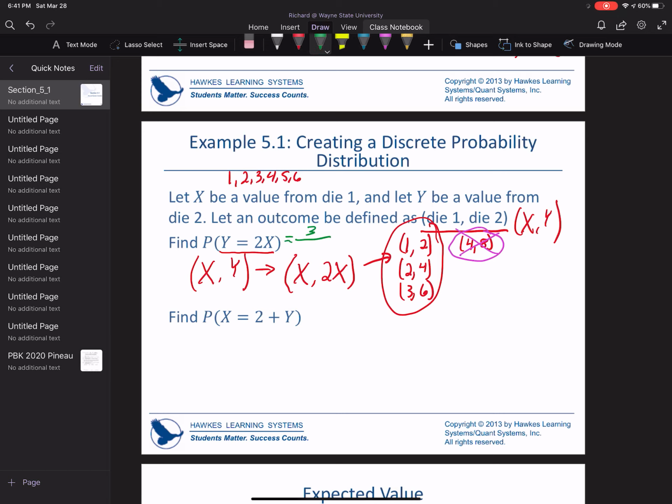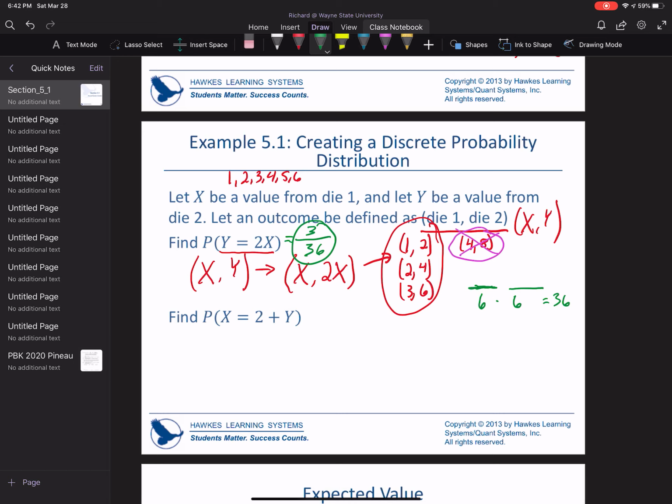Now, how many ordered pairs are there? Well, you can use your fundamental counting principle. If you know that there are two die, each die has 6 outcomes on it, that's going to leave us with 36. So this is going to be 3 out of 36. Now the next one's a little similar.